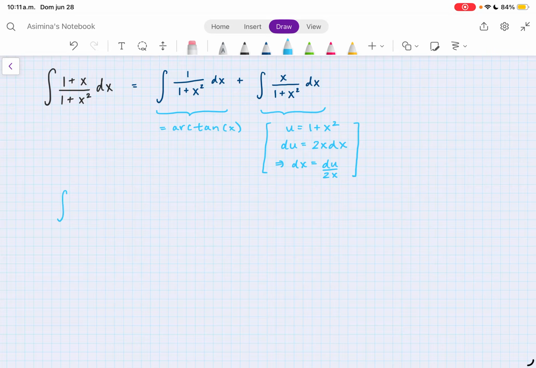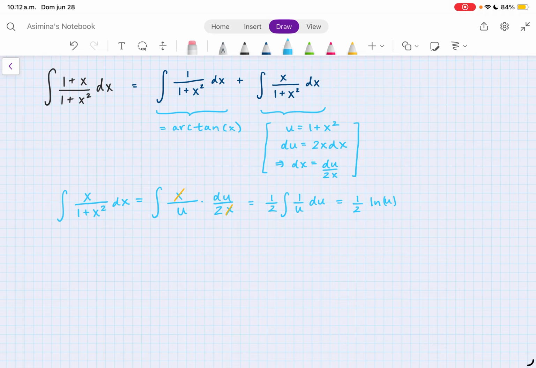Okay, so if we try to do this u-substitution, what do we get? Well, we get the integral of x over 1 plus x squared dx equals the integral of x over u times dx, which is du over 2x. So these x's will cancel out. And now I can factor out the constant, so there's a 1/2 times the integral of 1 over u du. Now, what's the integral of 1 over u? That's ln of u.